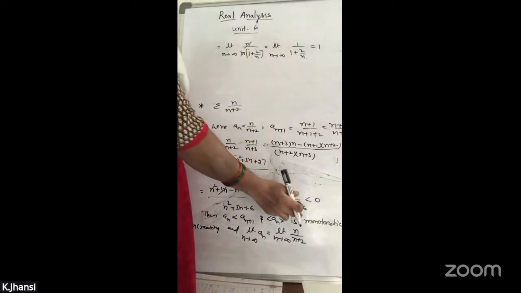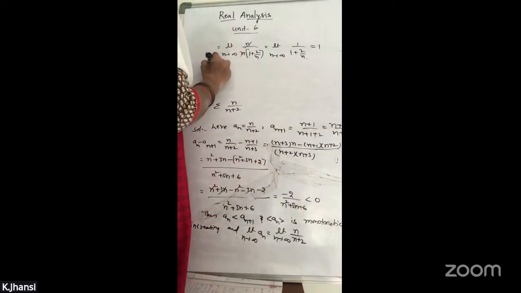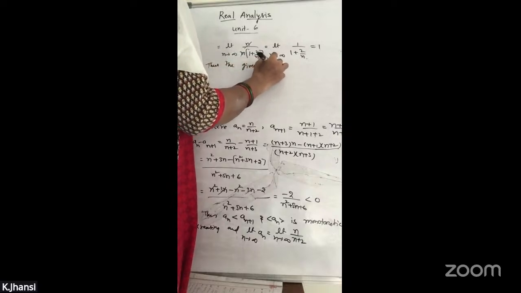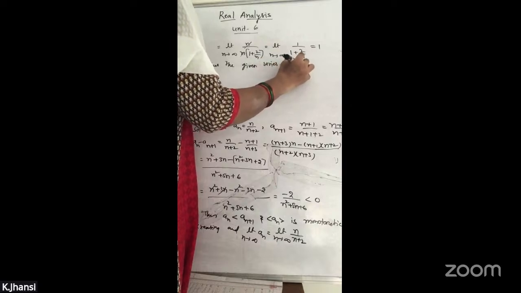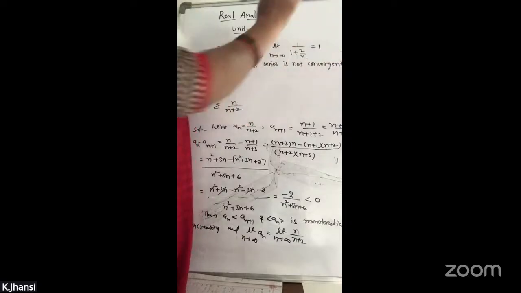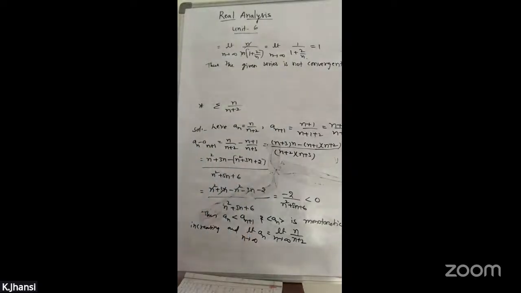So you are not getting the limit value as 0, and even it is a monotonically increasing sequence. Therefore, thus the given series is not convergent. So like this, you have to solve the problem with the help of the Leibniz test. We have to see the conditions of the Leibniz test and you have to solve the problem.